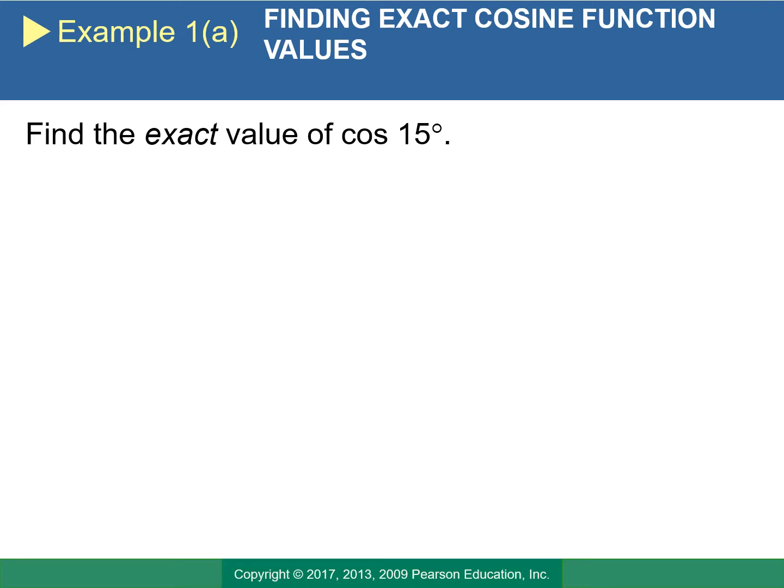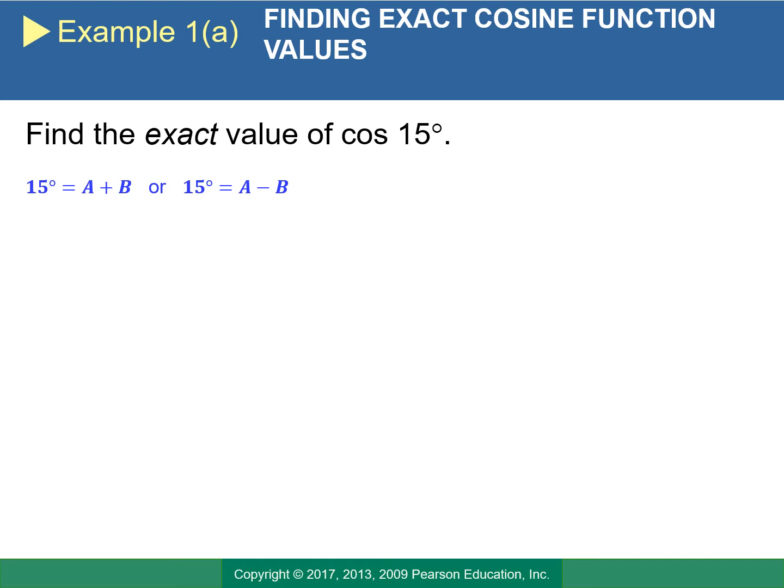Okay, so we're going to take a look at this first example. Notice it says find the exact value of cosine 15 degrees. If you think about your unit circle, 15 degrees is not one of the angles that we found the exact value of. And so what you're able to do now, using these formulas, is rewrite 15 degrees as either the sum or difference of two angles we do know something about.